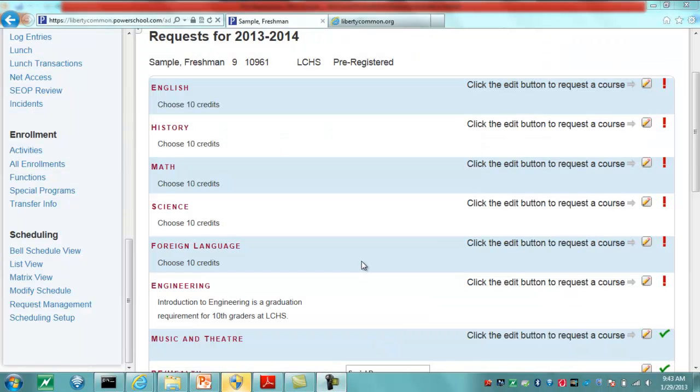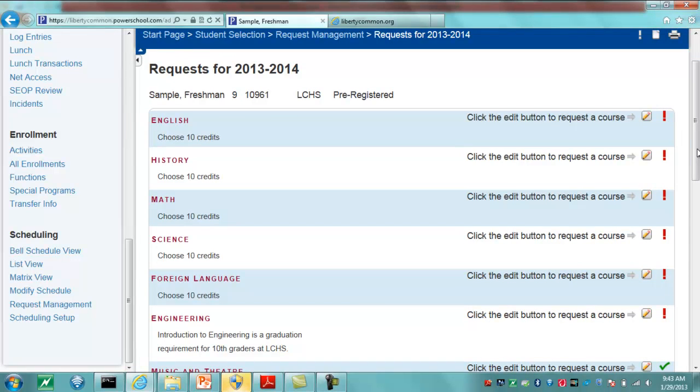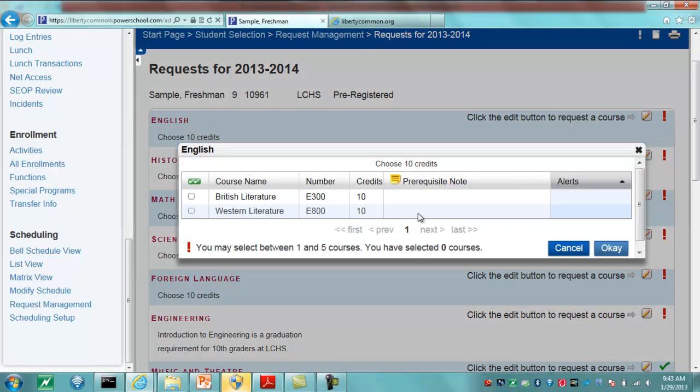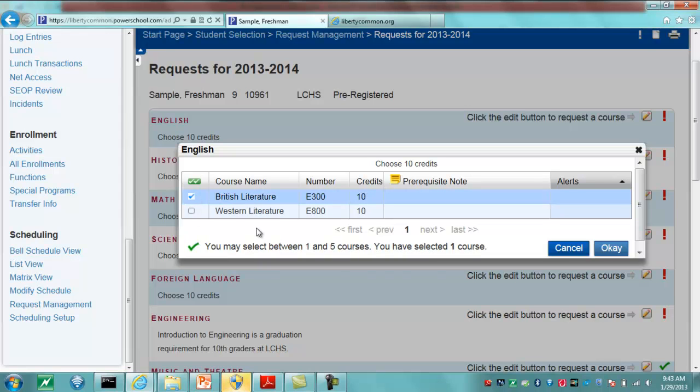Okay, so once you're logged in, you'll find a screen that looks like this, and this is where you'll actually be able to select the courses that you plan to take for your sophomore year. When you're looking at a category, you'll click on the pencil. So for English, we click on the pencil, and all sophomores take British Literature. So that is a class that you have to sign up for.